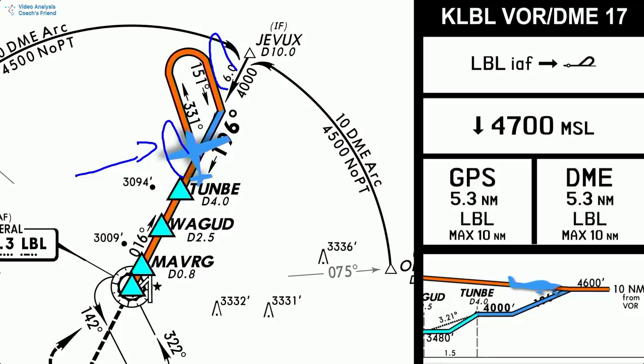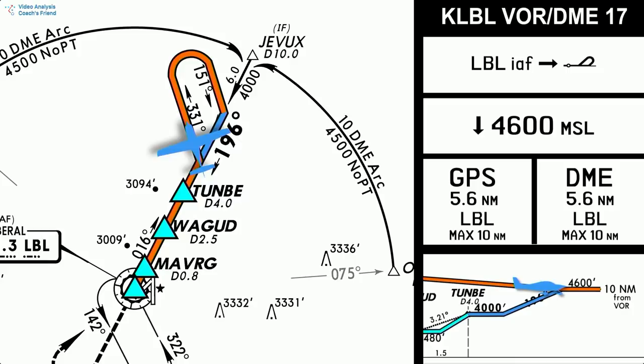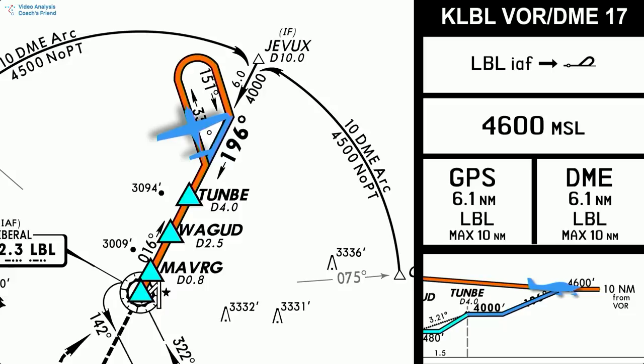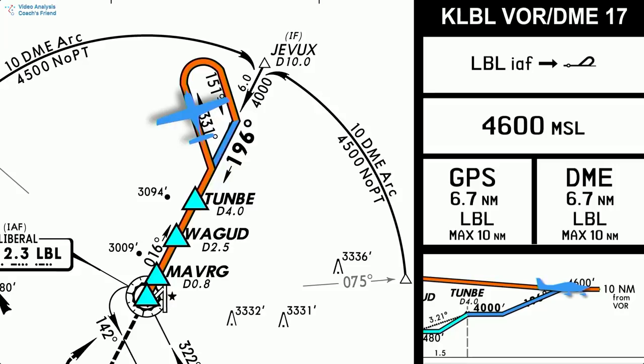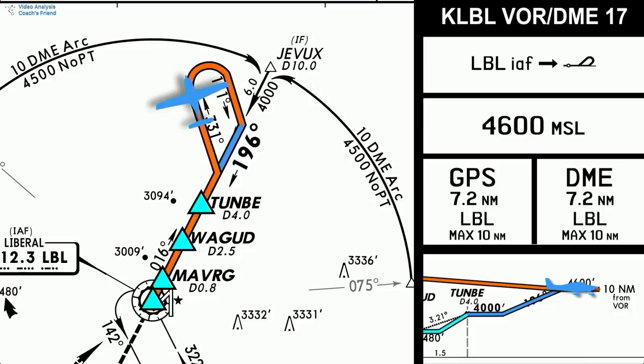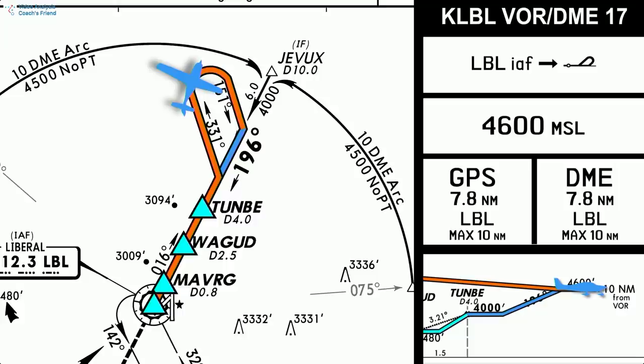So now I'm turning away from the final approach course, okay? And I can keep descending, I just can't get below 4,600. So you can see that's what I've leveled off at. And now I'm executing my procedure turn. I'm gonna fly this leg for 1 minute, and I start my 1 minute time once I roll wings level outbound. Some people start it right as they start the turn. It's really up to you. And then after 1 minute, I'm gonna execute a 180 degree turn to pick up my intercept inbound.